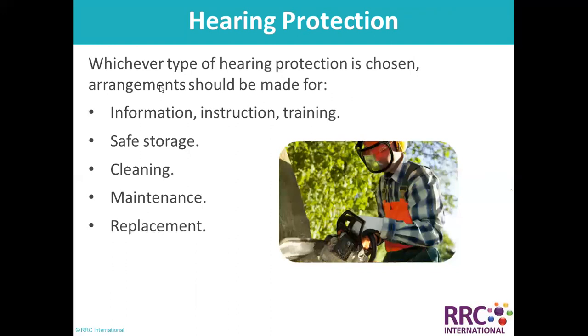The point is, whichever type of hearing protection you've chosen, arrangements should be made for information, instruction, training, safe storage, cleaning, maintenance, and replacement. Whichever type of hearing protection you are issuing to your employees, make sure they are well informed, instructed, and trained, and they know how to safely store them, and make sure they are well cleaned all the time, and maintenance and replacements are also there.